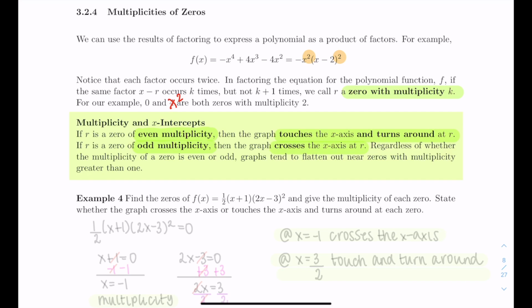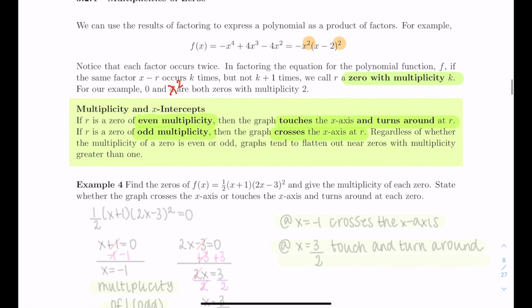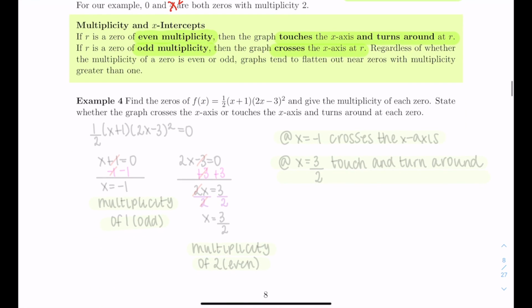Regardless of whether the multiplicity of a zero is even or odd, graphs tend to flatten out near zeros with multiplicity greater than 1. So let's go ahead and find all the zeros of f(x) = 1/2 (x + 1)(2x - 3)^2, and give the multiplicity of each zero. State whether the graph crosses the x-axis or touches the x-axis and turns around at each zero.